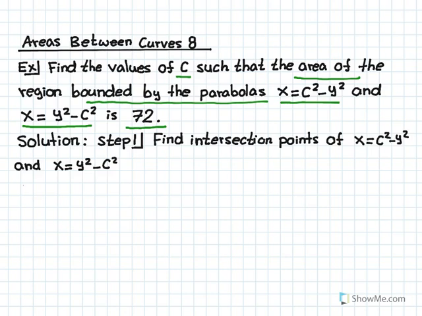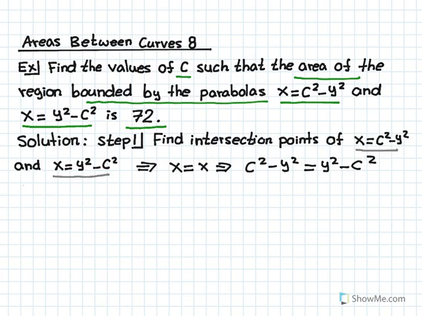So the first step, like usual, is to find the intersection point of x equals c squared minus y squared and x equals y squared minus c squared. We're going to let x be equal to x and solve for y. So we have c squared minus y squared is equal to y squared minus c squared. Bring the c squared over and we get 2c squared on the left hand side, and add y squared to both sides and we get 2y squared on the right hand side. Divide both sides by 2 and we get y squared is equal to c squared. Solve for y and we get y is equal to plus or minus c.